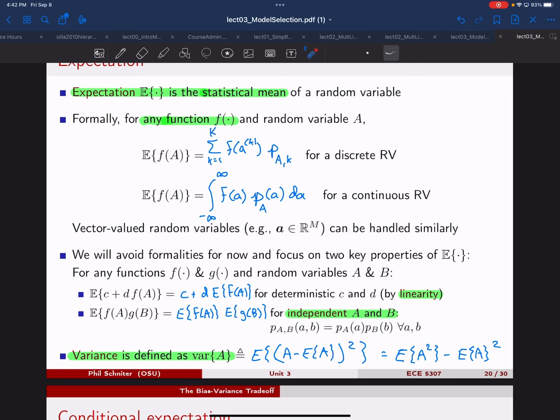Okay, great. Is that expression the same for discrete random variables and continuous random variables? Yes, yes. All this stuff here holds for both discrete and continuous. It's just the details of how you do the expectation that change. Okay, good. Any other questions?